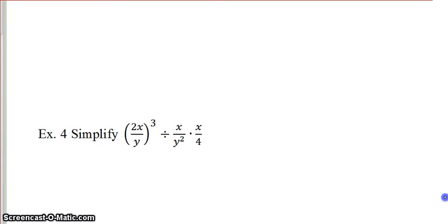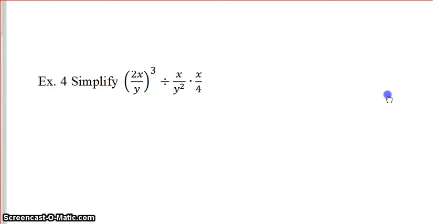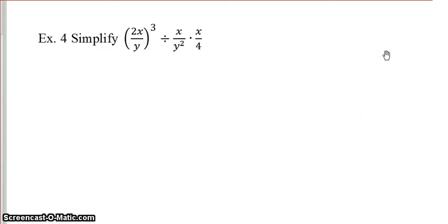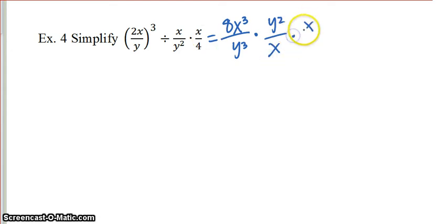And last one down here. Okay, so we've got to do a little bit of work right here. I know that if it's being cubed, I have to cube the 2 and the x at the top. So 2 cubed is 2 times 2 is 4 times 2 is 8, and then x cubed over, and I have to cube the y, so y cubed. And then it's divided, so that's really multiplying by the reciprocal, so it's y squared over x. But then we're just multiplying by x over 4. I don't have to flip it because it's not dividing.